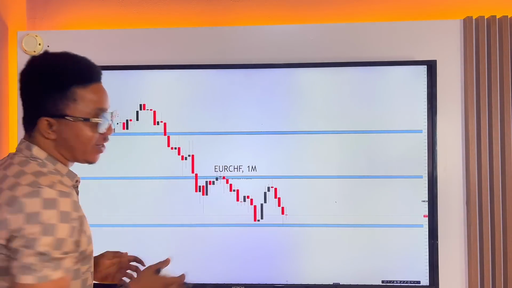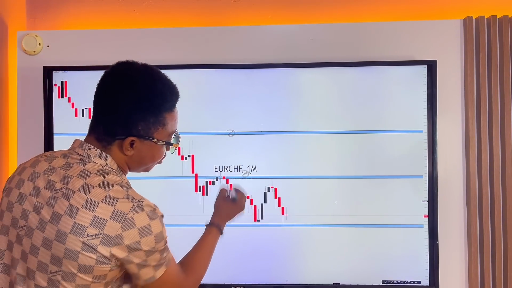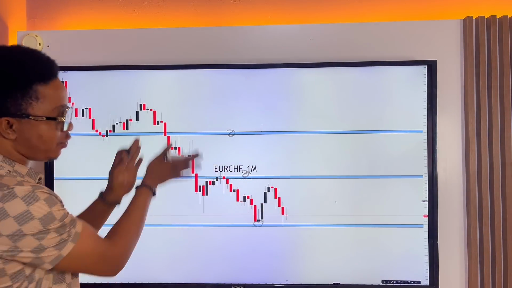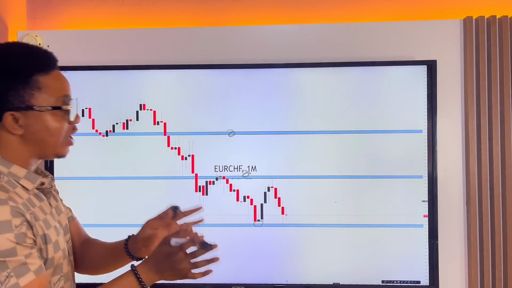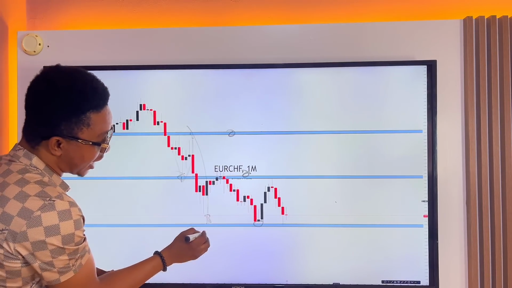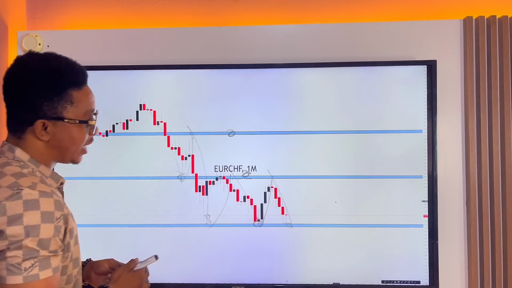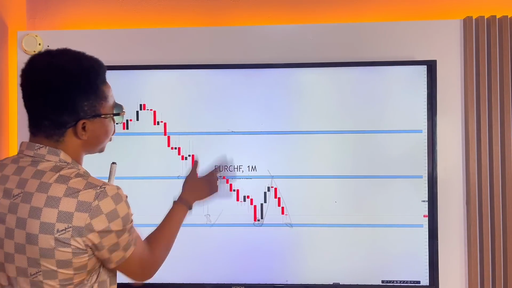Alright, so the next pair on the list is Eurchf. Let's begin also on the monthly time frame. We have the monthly upper zone, mid-range zone, and the lower zone. Now if you look at Eurchf on the entire monthly time frame, you can see we are in a downtrend. You saw a push over here, and exhaustion, another push to the downside, exhaustion, another push all the way to the downside. So price is in a downtrend on the monthly time frame.